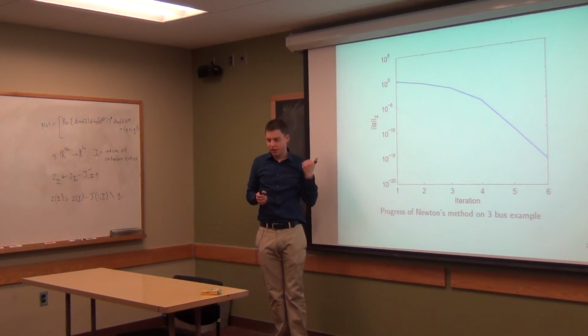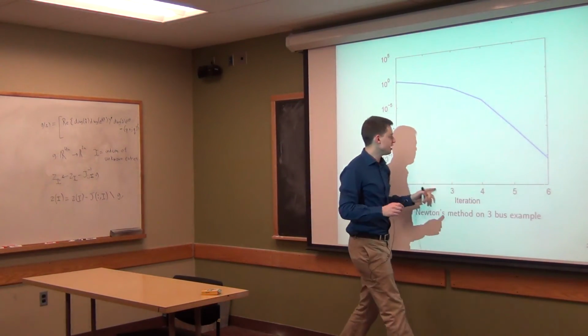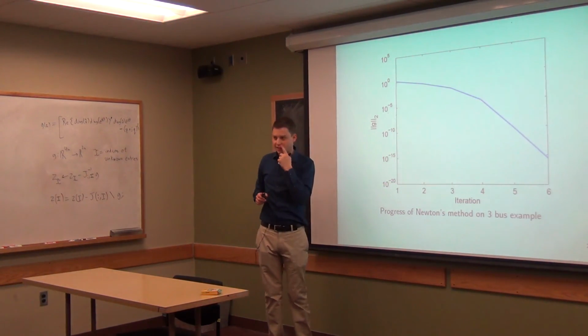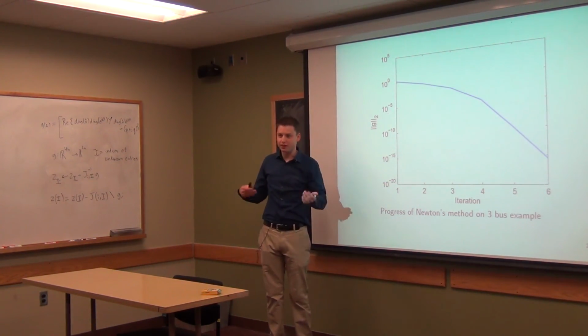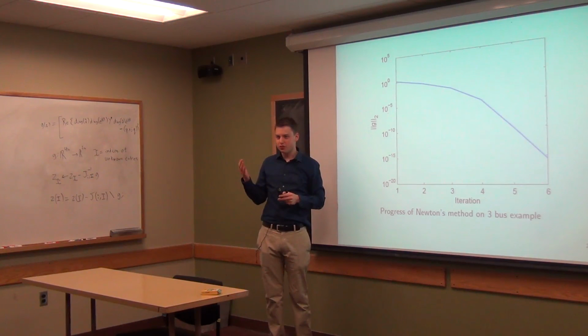So this is our 3-bus example here. And after 6 iterations, g is equal to 10 to the negative 15. That's numerical precision. You can't get closer than that on a computer, I mean, on a computer using double precision arithmetic. So 6 iterations and it solves it. That sounds great, but it's also a 3-bus example.